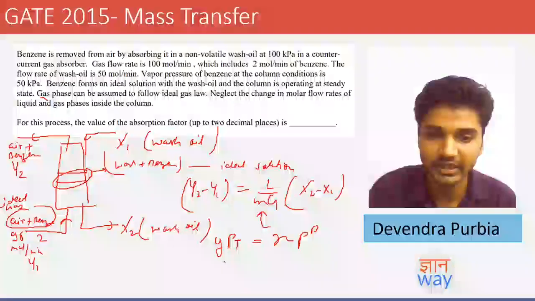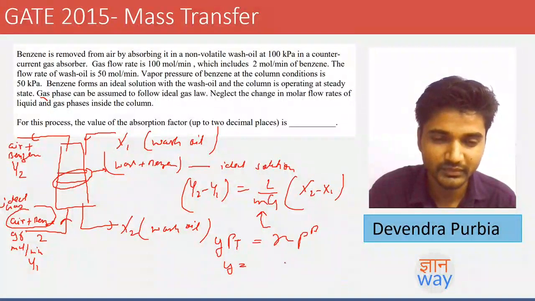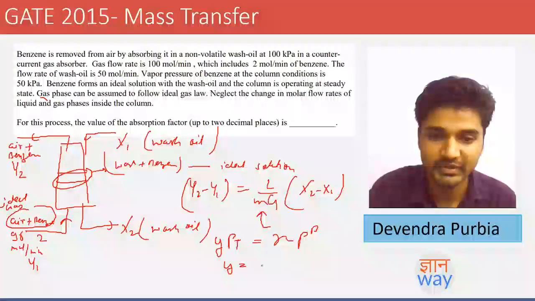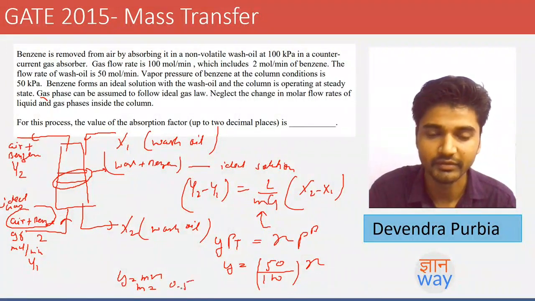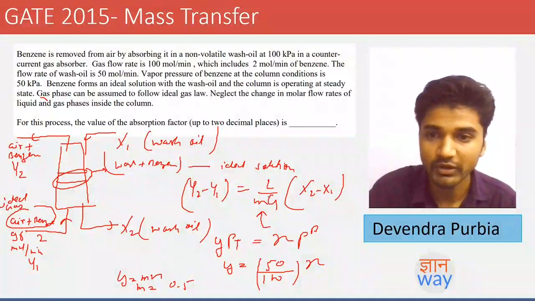So from here we can get Y equals X. PB we have given of 50 and P total is given as 100 times X. So it is basically Y equals mx, where m is 0.5. So here now, what is absorption factor?